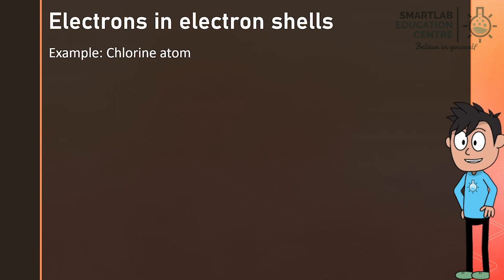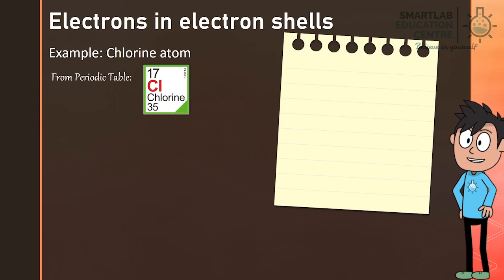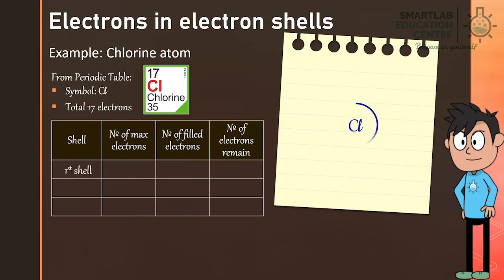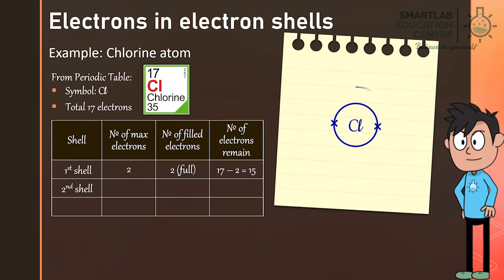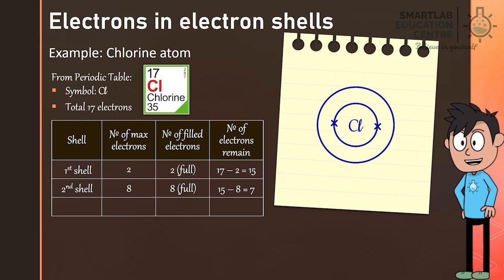Let's take a look at an example, chlorine atom. From the periodic table, chlorine symbol is Cl, and it has 17 electrons in total. After 2 electrons fully fill the first shell, there are 15 electrons remaining to be filled. After completely filling the second shell with 8 electrons, there are 7 electrons remaining to be filled.